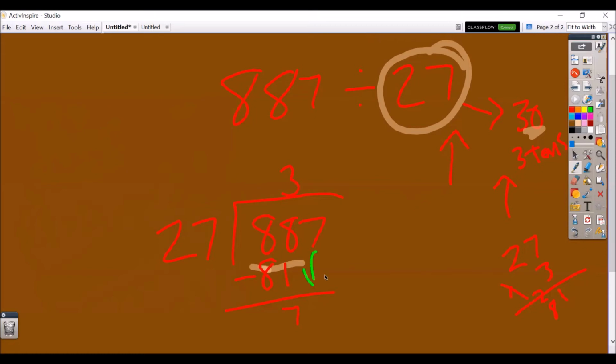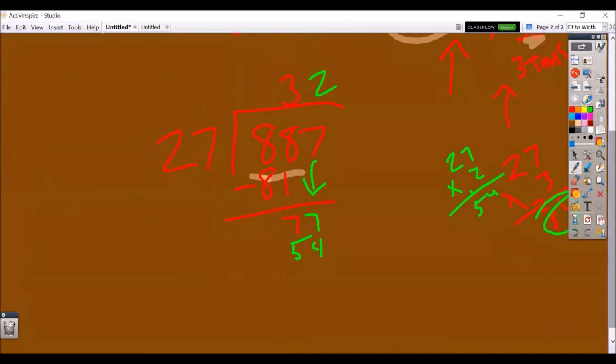Well, we haven't finished with the dividend. We're not done with 887. So I'm going to bring this 7 down. And now we're working with 77. Again, that is larger than 27, so I know I can divide. Well, I already know that 3 groups of 27 is 81, so that's more than 77, so I'm going to have to try 2. Well, what's 27 times 2? Well, that will be 2 times 2 is 4, plus 1, 54. Okay, let's try that. Let's subtract that.